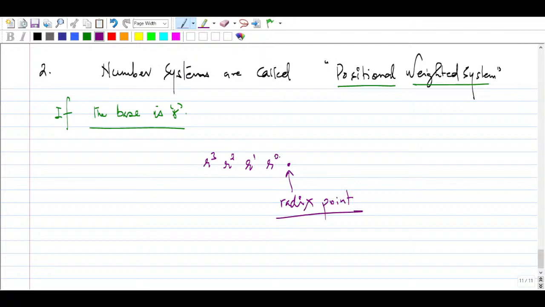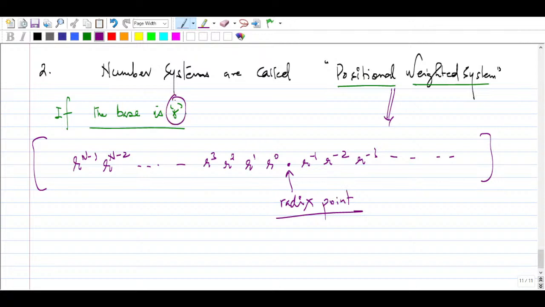So you have to put positive powers here. The exponent should be positive here: R to the power 0, R to the power 1, R to the power 2, and so on and so forth, and R to the power n minus 2, R to the power n minus 1. To the right of the decimal, or radix point, it will be R to the power minus 1, R to the power minus 2, and so on. So this is the positional weighted number system, where R is basically the base of that number system.